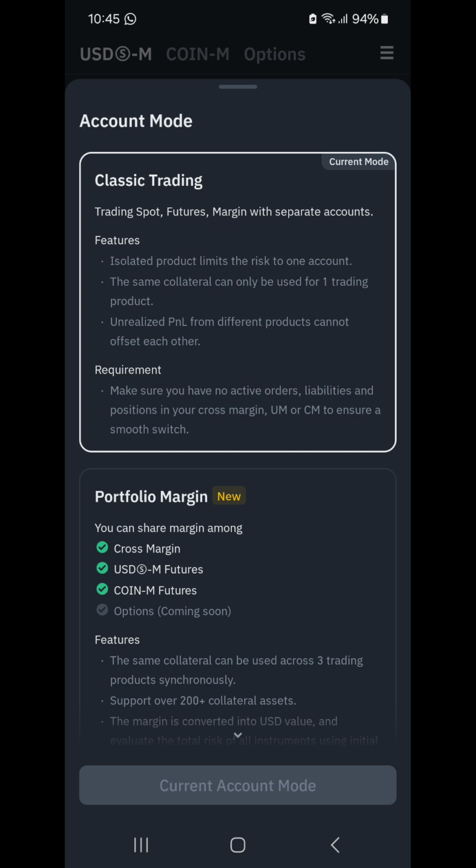Now, requirements: make sure you have no active orders, liabilities, and positions in your cross margin, the USDT margin or the coin margin, to ensure a smooth switch. Anytime you would like to, because they are modes, you can switch between them. So anytime you need to do this, make sure you have no trades running or no positions. It does not mean it cannot be done, but for a smooth activity, to prevent any form of inconvenience, it is best you make sure you are not having any trades running.